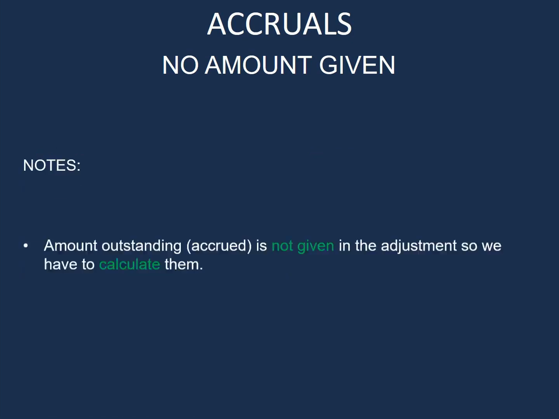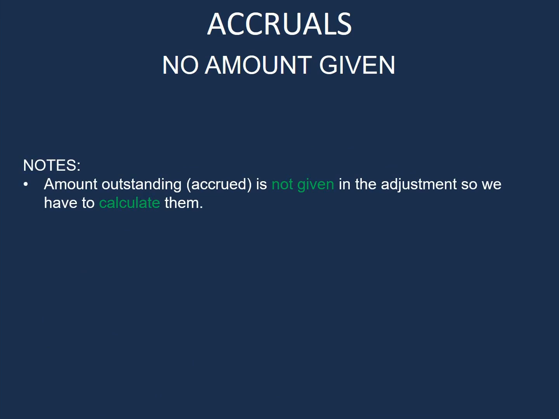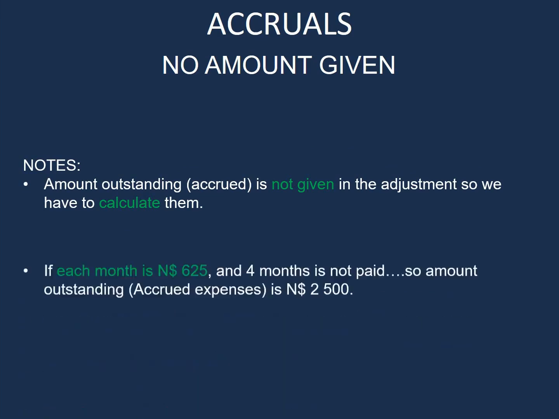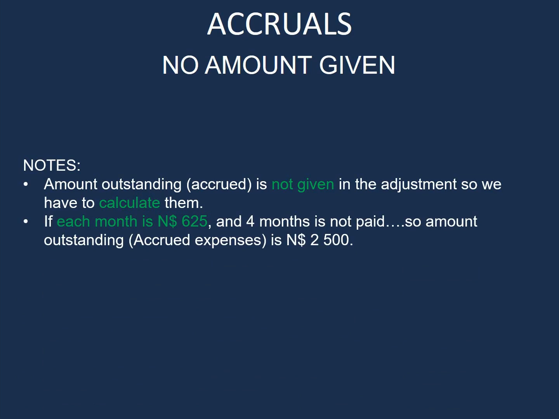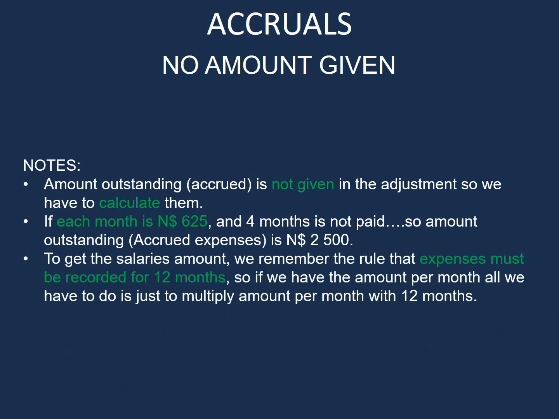And the notes for this example is that our outstanding amount is not given, so again we need to calculate for it. And if each month is $625, we will multiply that with 4 months, which is not paid, to give us $2,500. To get the salaries amount, we must remember that expenses must be recorded for 12 months. So if we have the amount per month, we can multiply it with 12 months. And remember, for financial periods not ending on 31 December, it's always advisable to draw a timeline. Let's have a look at one below.